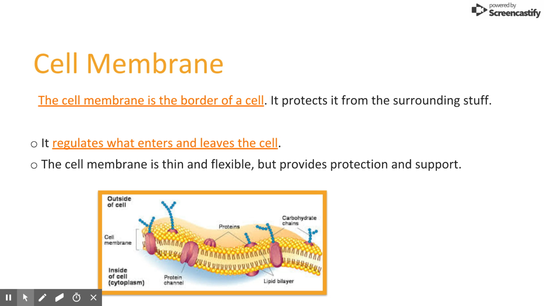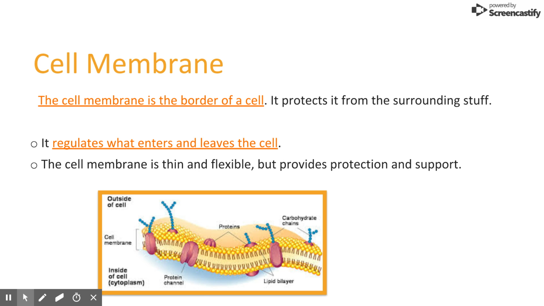So the cell membrane can be thought of as the border of the cell. It protects the cell from everything surrounding it. So basically anything inside the cell is inside the cell membrane. Anything outside is not part of the cell. Because it's the barrier, it regulates what enters and leaves the cell. So therefore, it can control what can and can't come into the cell. And how that happens is something that we're going to talk about later on in this unit.